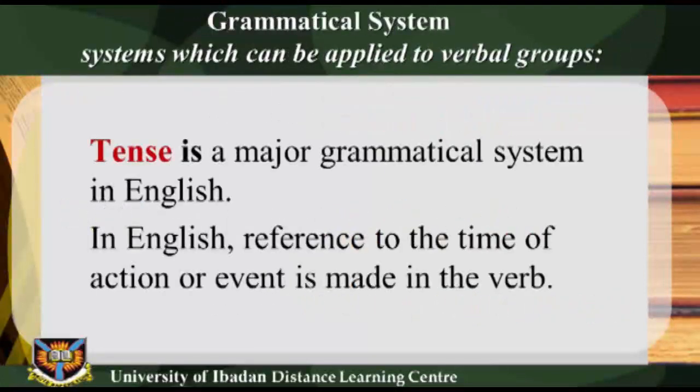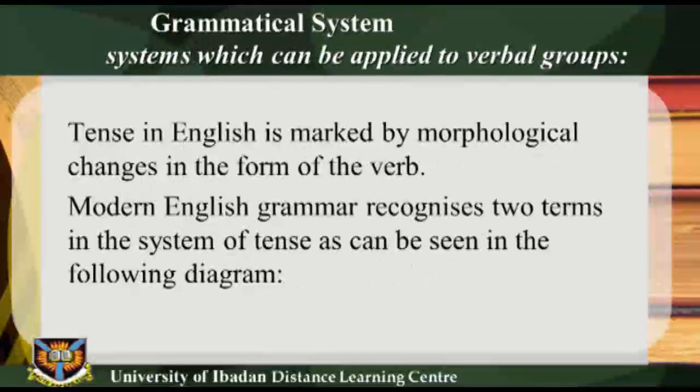Tense is a major grammatical system in English. In English, reference to the time of action or event, which is whether the action or event being described took place in the past, is taking place in the present, or will take place in the future, is made in the verb. Tense in English is marked by morphological changes in the form of the verb. Modern English grammar recognizes two terms in the system of tense, as can be seen in the following diagram.